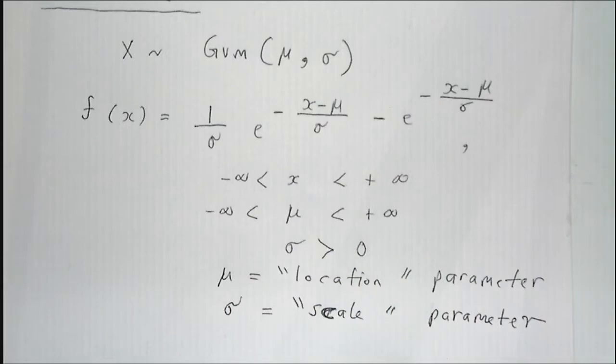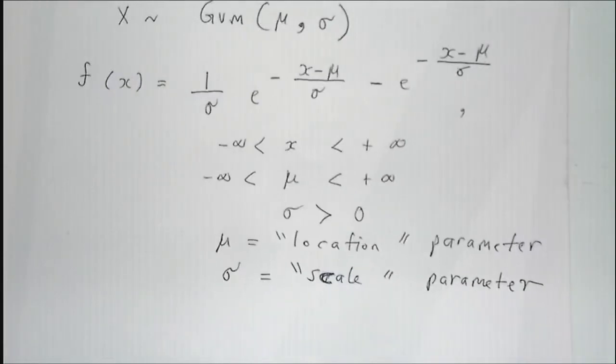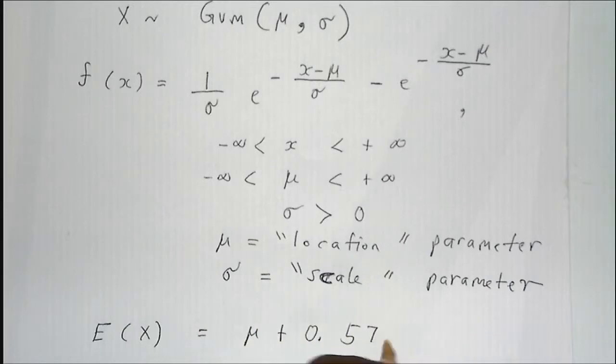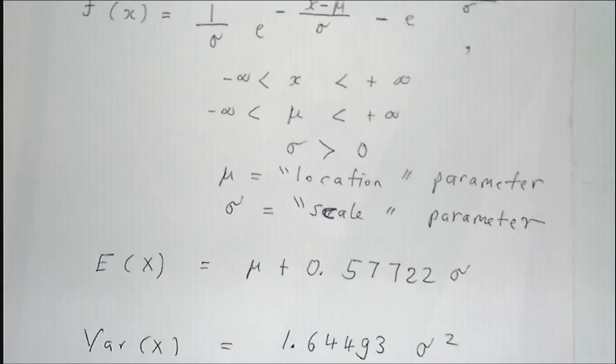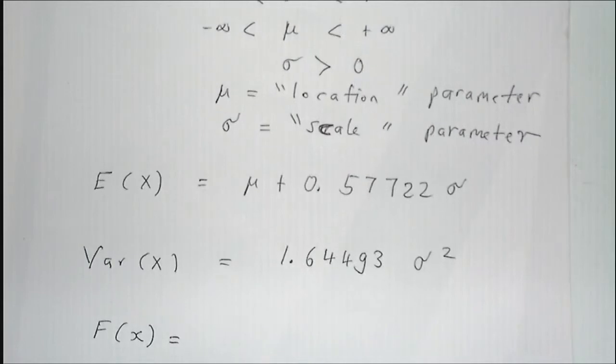Okay, guys. Now, some properties. The expected value is given by this number here, mu plus... and also the CDF. Can you see this, guys? The CDF is given by this equation.